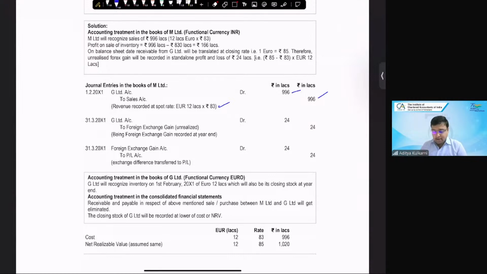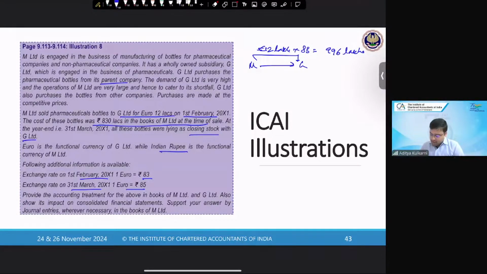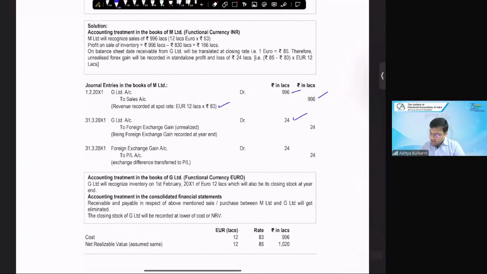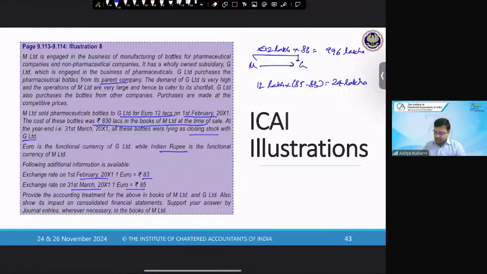So I hope everybody has understood this. At the end of the year, it is unpaid. 83 becomes 85. 2 rupees per euro is the gain that has accrued. And therefore, 12 lakhs into 85 minus 83 is 24 lakhs. Are you able to understand? Yes, sir. So that will be the unrealized exchange gain, which goes to the P&L. Are we okay with this? Yes, sir, it's clear. Hemant, hope it's clear to you. Okay.